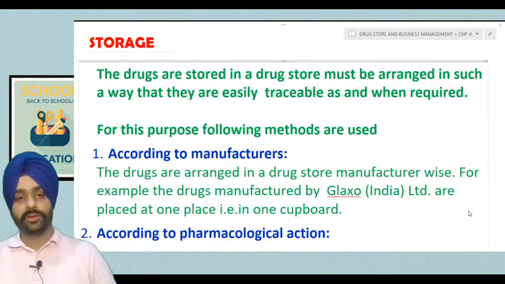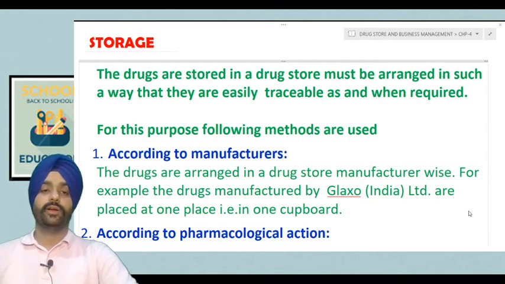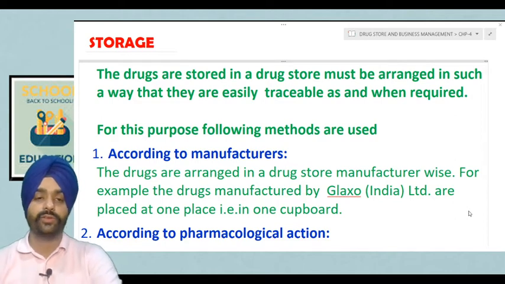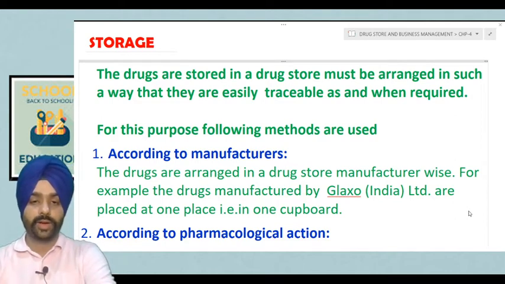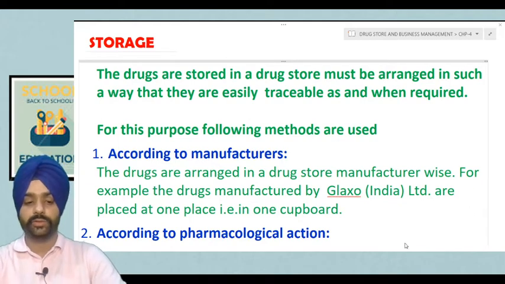Welcome students. So in today's class we shall be discussing the storage and codification of drugs, how these drugs are to be organized and kept in a retail pharmacy. So let us first discuss the storage, how these drugs are being stored.